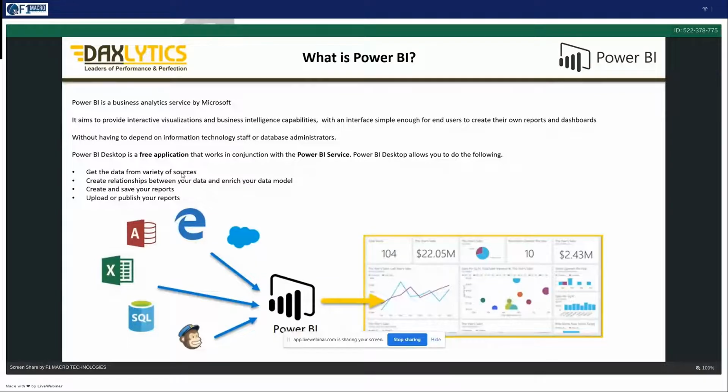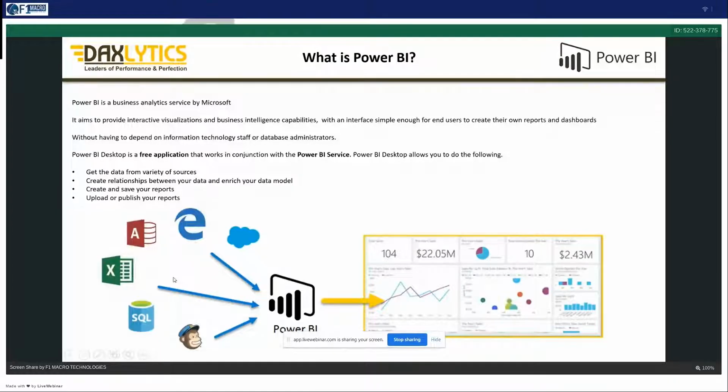Power BI Desktop allows you to do the following. The first step in Power BI is to connect Power BI. If you want to create a report, you require some data. So the first step is to connect Power BI to the source, get the data from a variety of sources. The source can be anything.